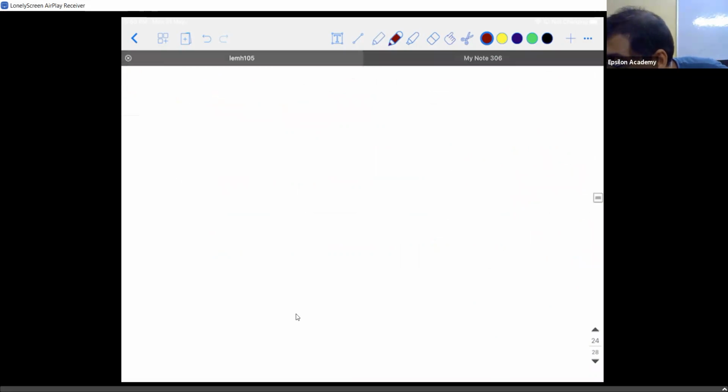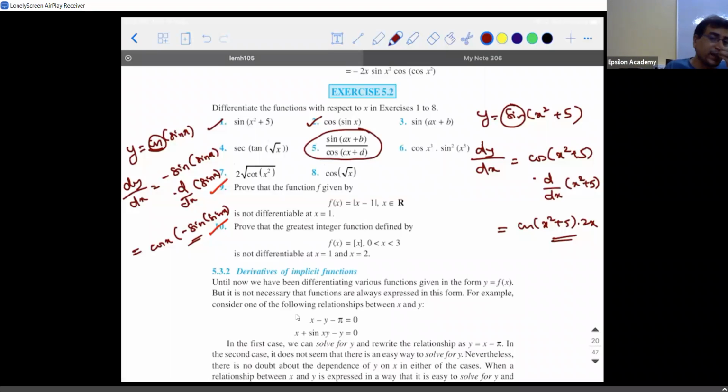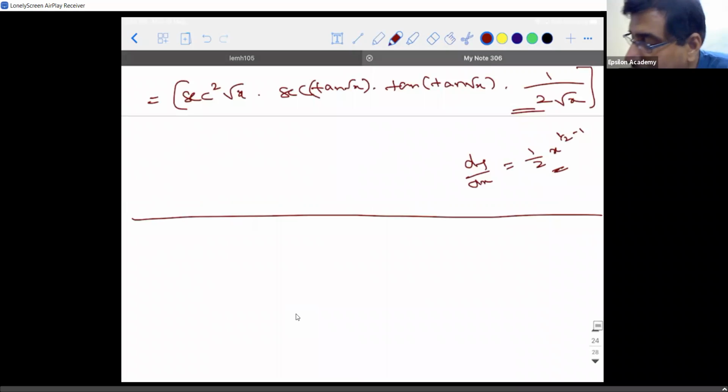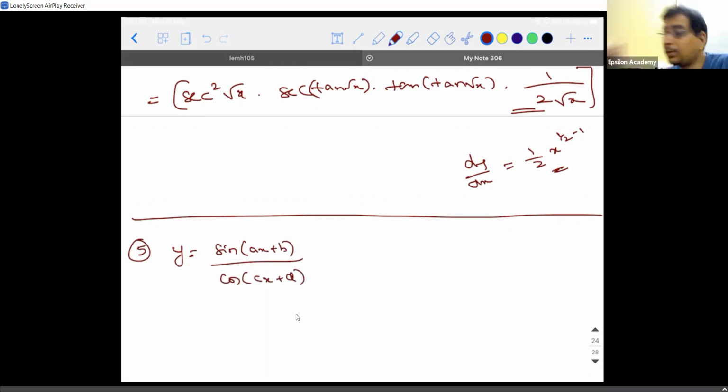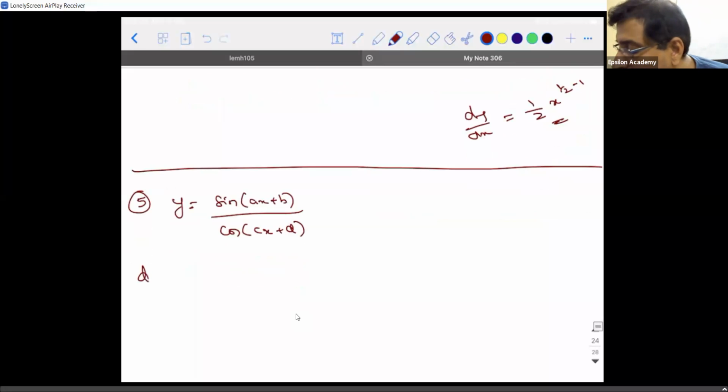Shall we try this? Anybody with the answer for this problem? Sin of ax plus b by cos of cx plus d. This fifth one. In this problem, what we are supposed to do is, it is a quotient rule that we need to apply for two composite functions. It's simple. dy by dx.